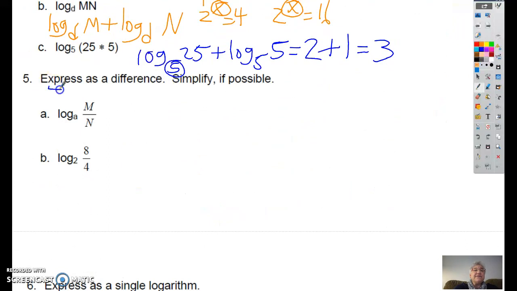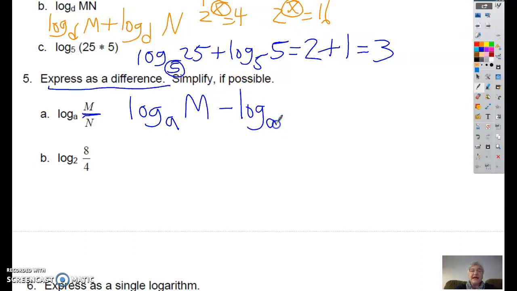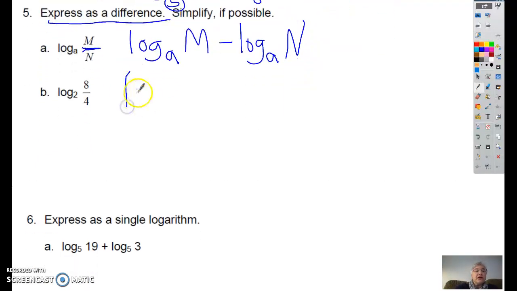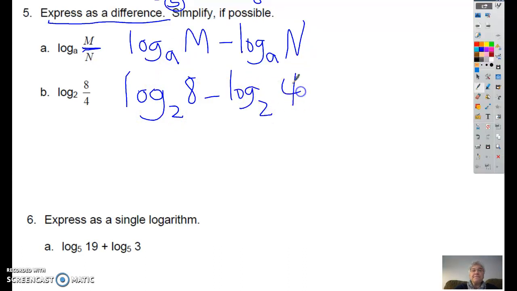Moving on, express as a difference. So anytime I have division between my logs, I'm going to expand as a subtraction. So just using letters, log base A of m minus log base A of n. B, log base 2 of 8 minus log base 2 of 4.